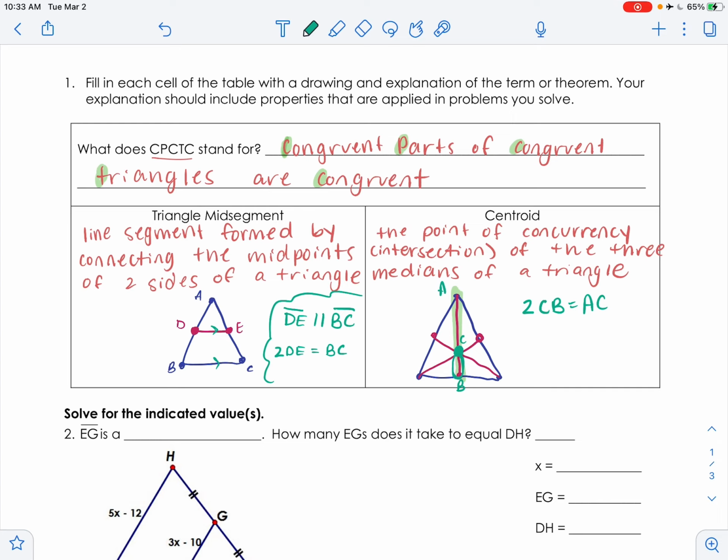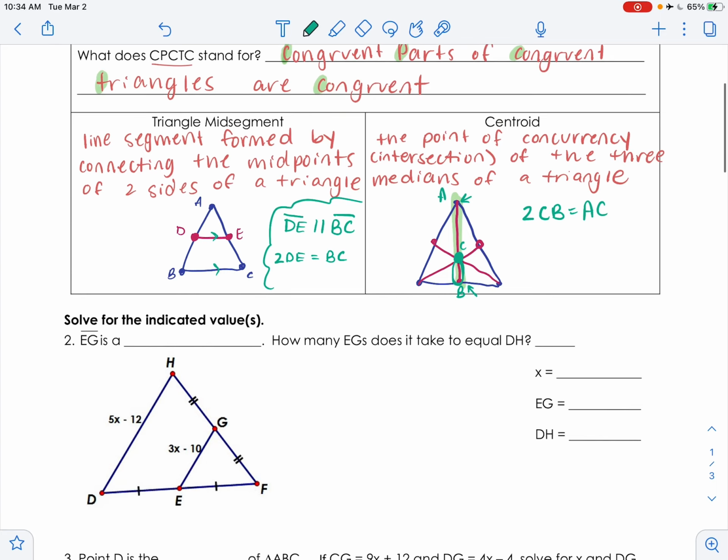If it's ever not clear, the other way to tell is that CB is the one that touches the midpoint versus AC is the one that touches the vertex. And so the one that touches that vertex is the longer piece. The one that touches the midpoint is the smaller piece. And then we can use that equation to solve.